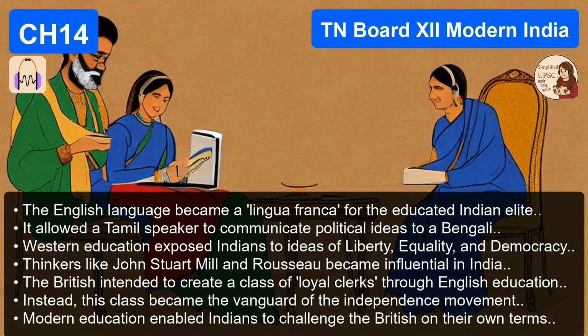And the biggest flashpoint for this, the moment where the mask really slipped, was the Ilbert Bill controversy, right? This seems to be a pivotal event. This is a classic example. It happened during Lord Ripon's time as viceroy. Now, Ripon was actually considered one of the good viceroys by many Indians. He was a liberal. He wanted to introduce a bill, the Ilbert Bill, that would allow senior Indian judges to preside over cases involving European offenders.